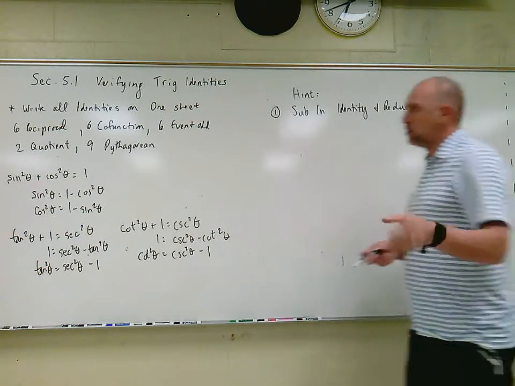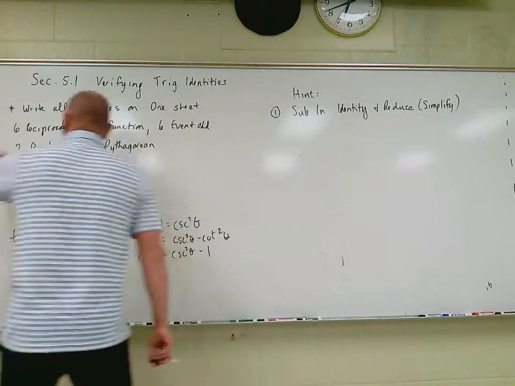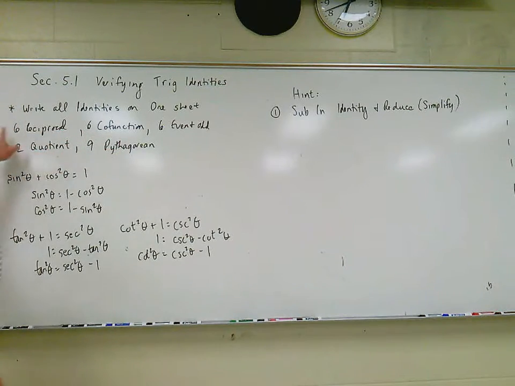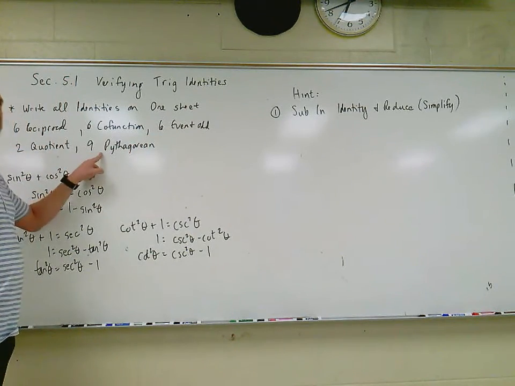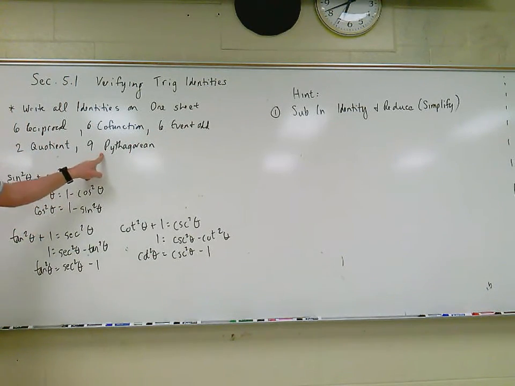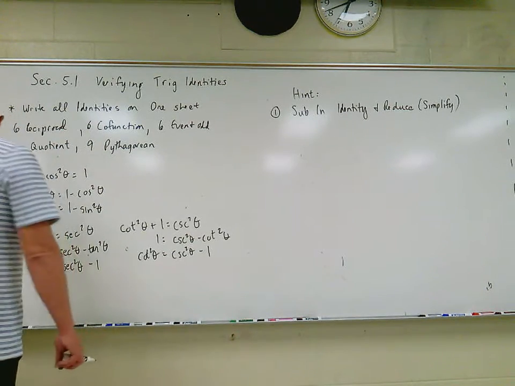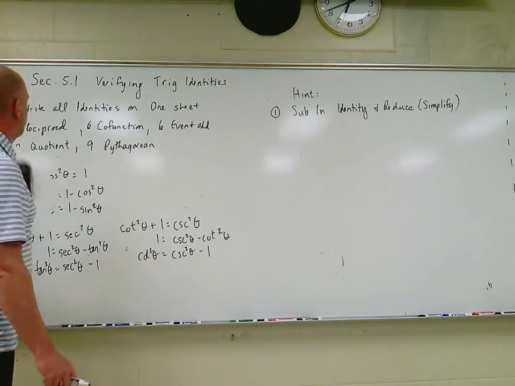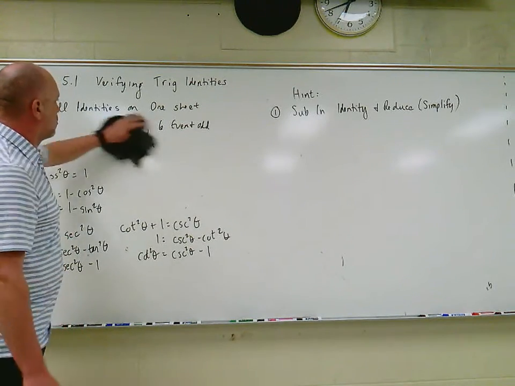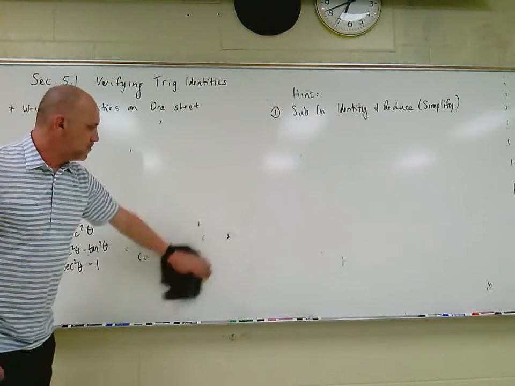Now, for those of you at home, we've written on the sideboard all of our identities. You should have 6 reciprocals, 6 cofunction, 6 even and odd, 2 quotient, and 9 Pythagorean that we've collected through all the lessons. That should all be on one sheet of paper. I just have the Pythagorean here. I'm going to erase this, and you'll just need to go back through your notes and refer to those, so that way we have room to write on the board.